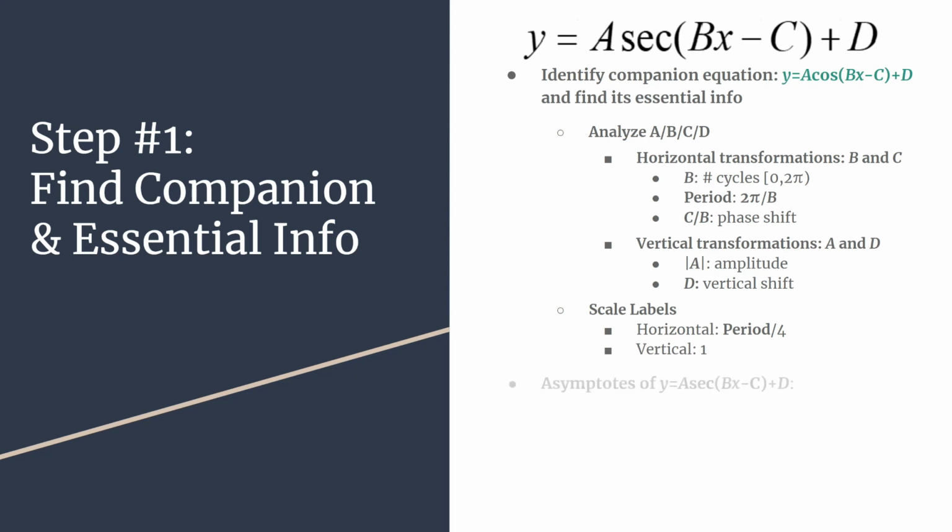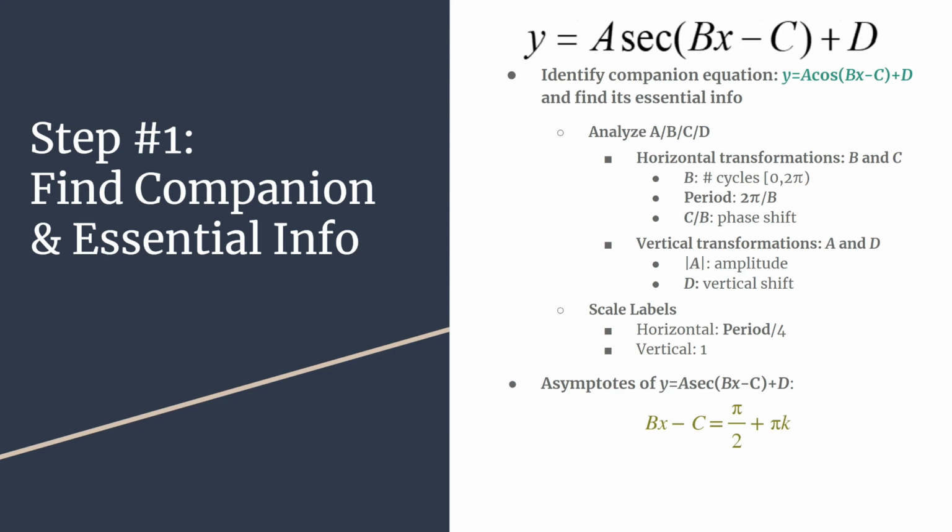All right, and then the last thing you'll want to do in this analysis step is find the asymptotes of your original equation. So there's a very quick and easy way to do this, and this works for any secant equation. All you need to do is take the inputs of the secant function, or that bx minus c, and you set them equal to the parent asymptotes for y equals secant x. Okay, so those happen at pi over 2 plus pi k, with k being an integer. And if you need confirmation of that, just put that into an online or regular graphing calculator, and you'll see that's where the asymptotes happen.